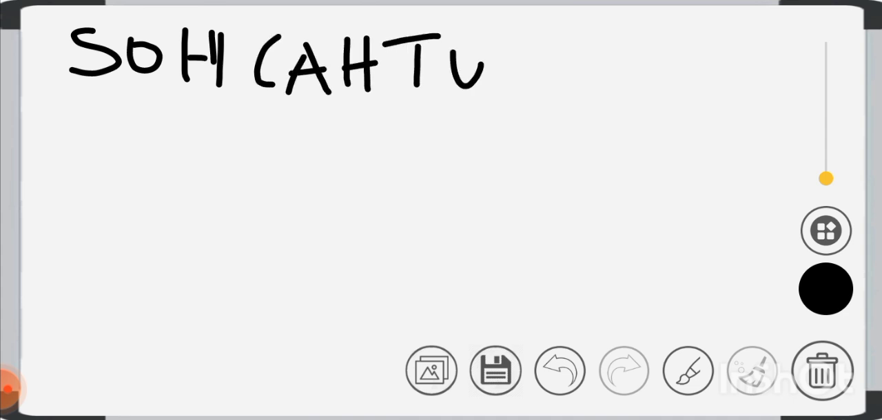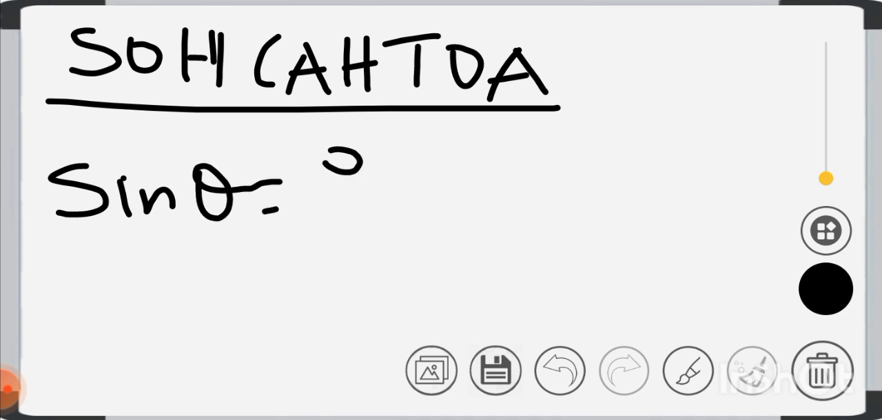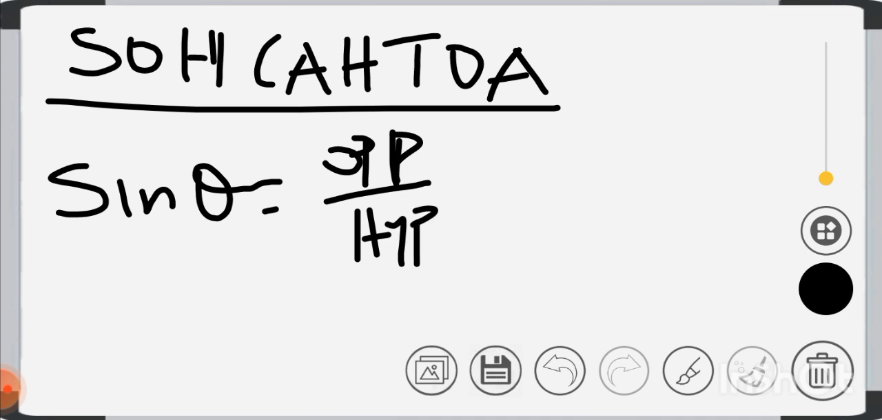SOHCAHTOA is what we use. And what is the meaning of this SOHCAHTOA? It means that if you have the sine of any angle theta, it will be the opposite of that angle, where O stands for opposite, H stands for hypotenuse, and A stands for adjacent. The opposite of that angle divided by the hypotenuse.